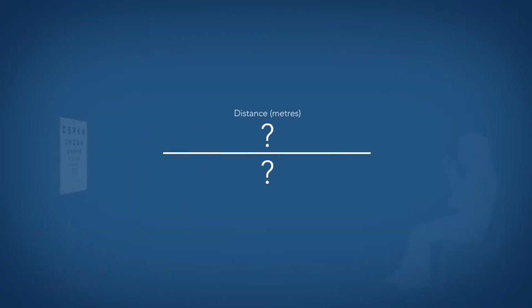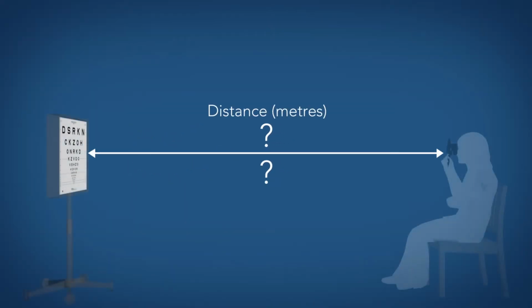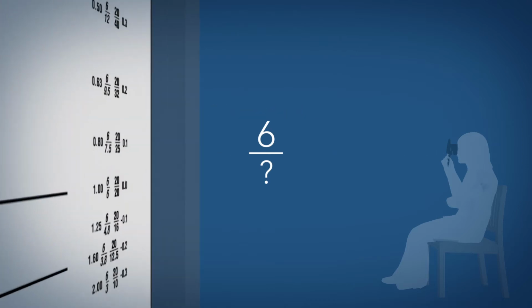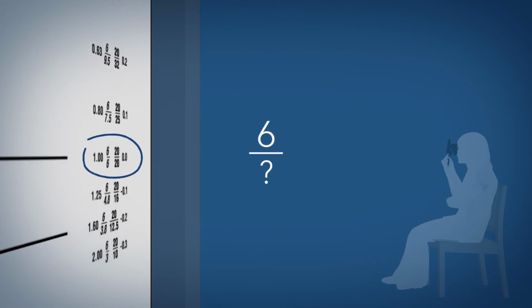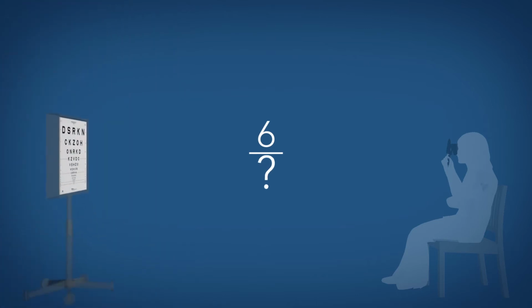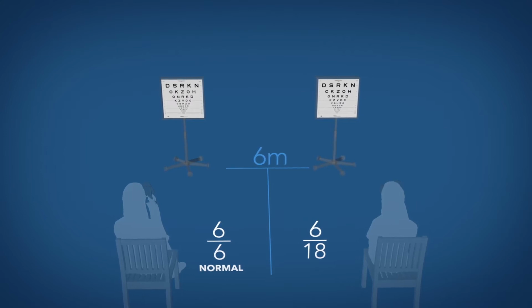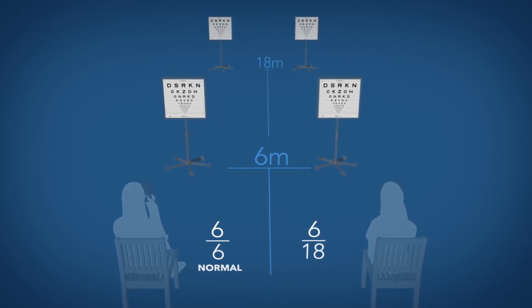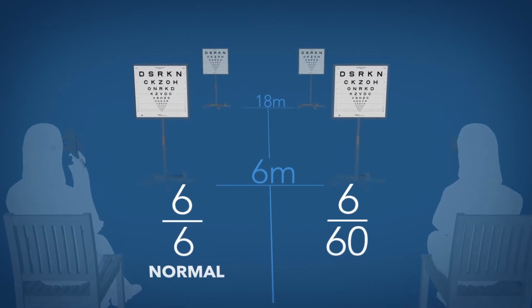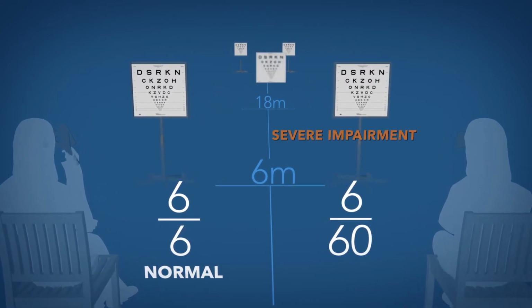The level of vision is expressed as a fraction where the upper number refers to the distance of the chart from the patient. Usually this will be 6, and the lower number, which is usually written next to the line on the chart, is the distance at which a normal eye can read that line of the chart. For example, 6/18 means that at 6 meters, the patient sees what a normal eye would see at 18 meters, which tells you that there's some visual impairment. Likewise, 6/60 means that at 6 meters, the patient sees what a normal eye would see at 60 meters.